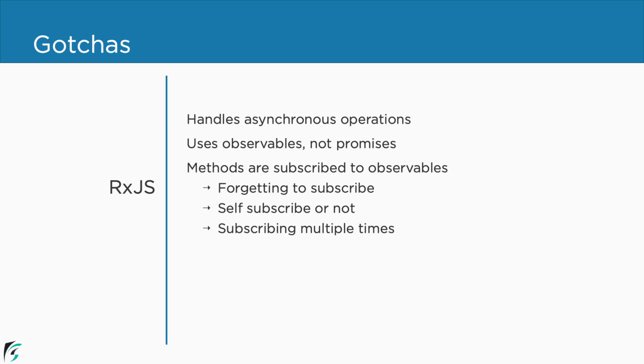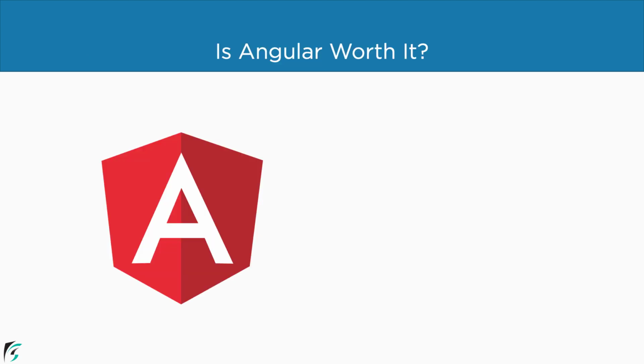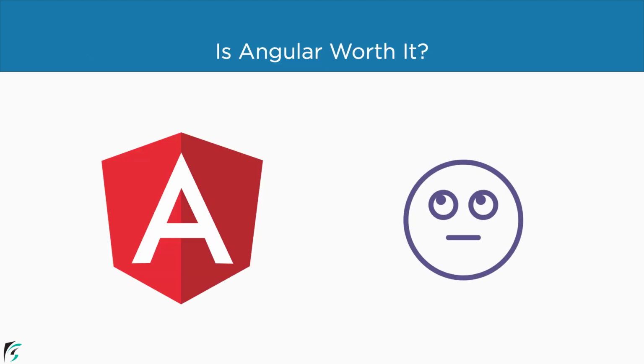Now, some other complexities in RxJS are the hot observables, cold observables, and the shared observables. Now, with all these gotchas, is Angular really that great? Oh yes, it is. There are ways to mitigate these rough patches in Angular. Let's have a look at them.